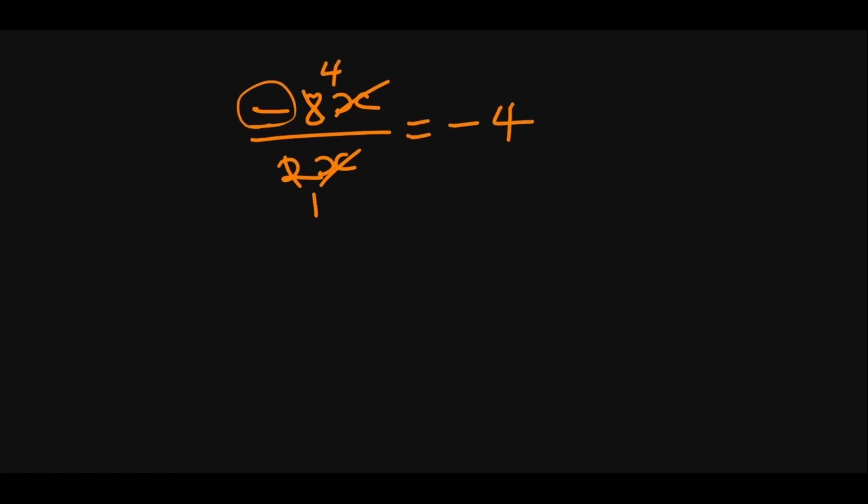So if we had minus 8x over 2x, x cancels x, 2 divided by 2 is 1, 8 divided by 2 is 4. The answer becomes minus 4. So this minus sign will always appear. It doesn't matter if it belongs to the bigger number, smaller number, or wherever it is. It will always be in the answer.